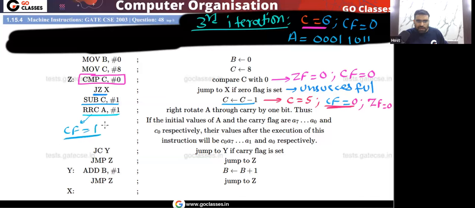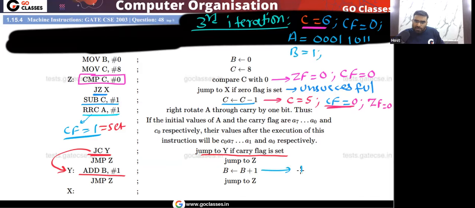So now you tell me, carry flag is set. Because carry flag is set, jump to Y. So now you will jump to Y. Now the value of B. Initially the value of B was what? That was 1, right? Yes or no? That was 1. Now the value of B will become 2. Okay.